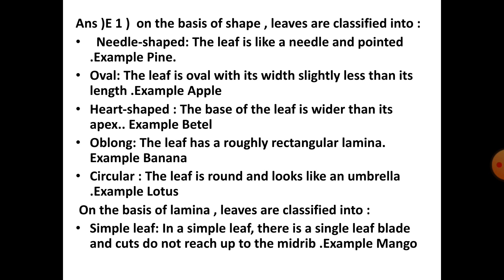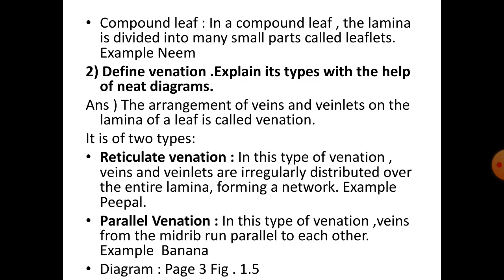On the basis of lamina, leaves are classified into simple leaf. In a simple leaf, there is a single leaf blade and cuts do not reach up to the midrib. For example, mango. Compound leaf. In a compound leaf, the lamina is divided into many small parts called leaflets. Example, neem.